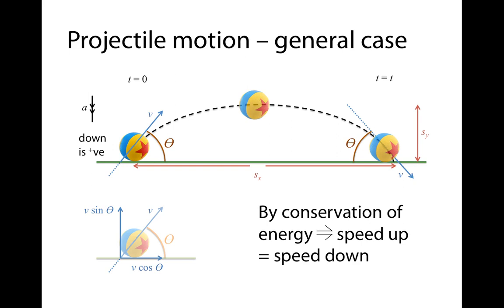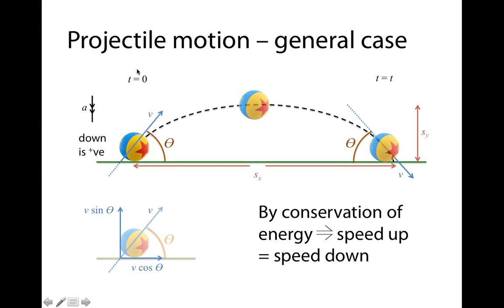The more general case of projectile motion, it starts off on the ground, ends back up on the ground. Now we haven't really looked at energy yet, but by conservation of energy, the kinetic energy it starts off with goes to potential energy, goes back to the same amount of kinetic energy, ignoring air resistance, and therefore the speed it starts off with is the same speed it ends up with. All that's different is the direction, same velocity.